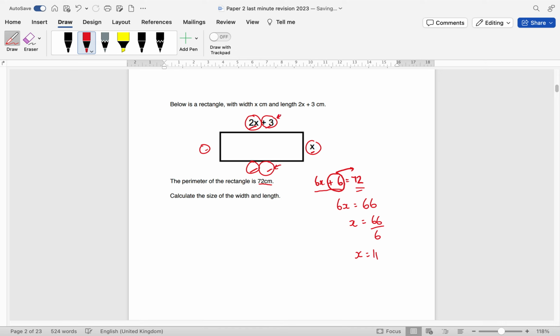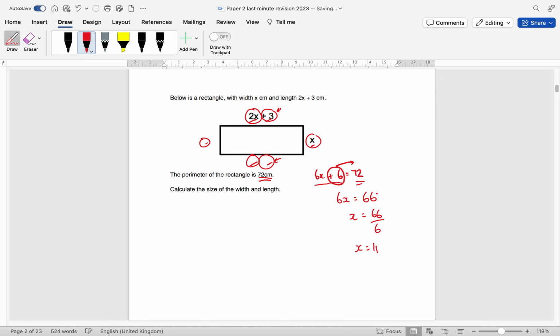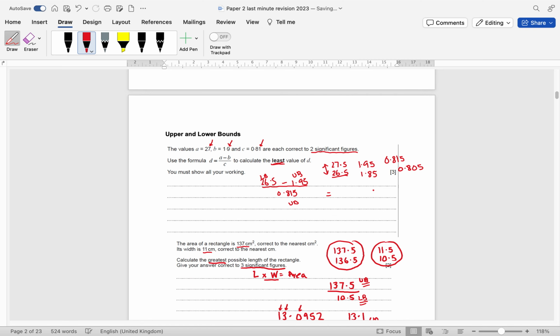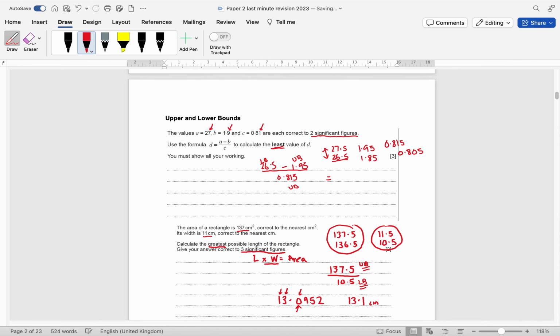Sorry about all the random scribbles there. One's for the first recording of this video, okay? So 6x plus 6 equals what we're told the perimeter is, which is 72. Then we've got an equation. Then we can solve it. Plus 6 goes over as minus 6. Times 6 becomes divide 6. That's linear equations.